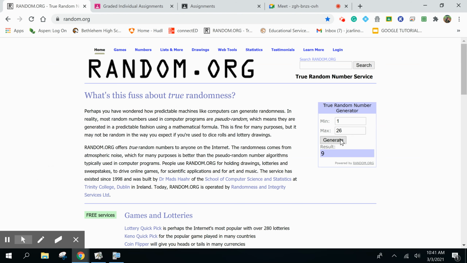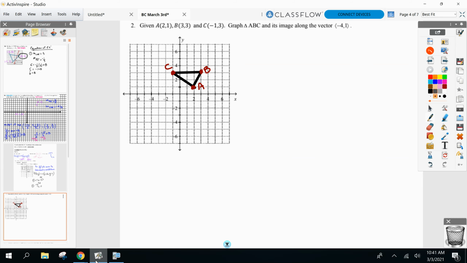Audrey, go ahead. Where am I going with this? What's the -4? If I see -4, does that mean right, up, down, or left? It means it's going left. There you go, left 4. And then what about the +1 next to it? It's going up 1. There you go. So now I'm going to take A, B, and C and move it left 4, up 1. They're the image.